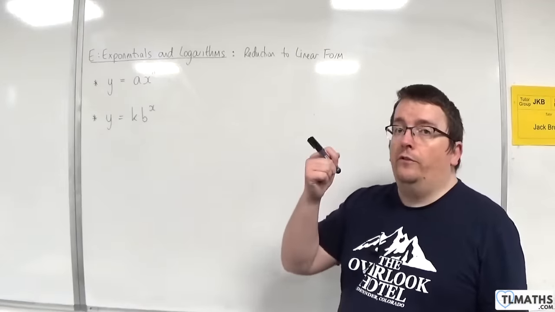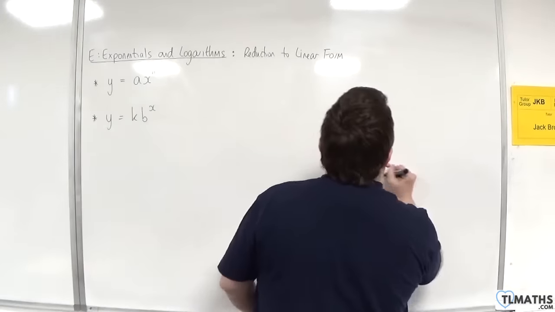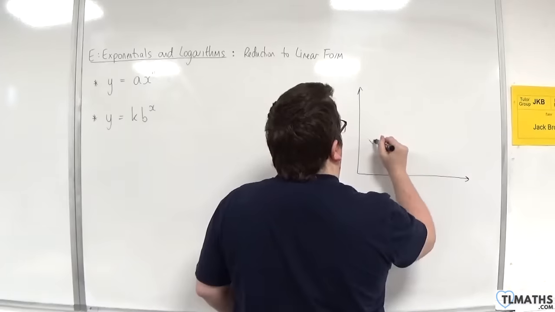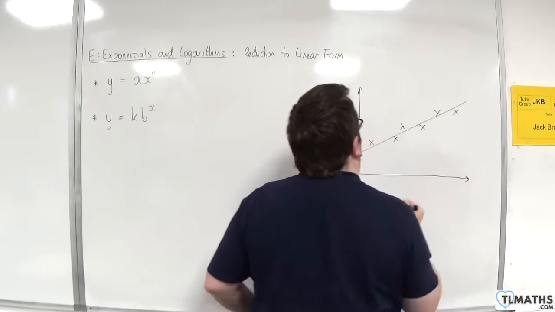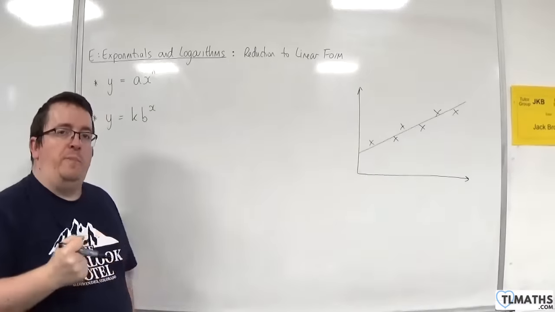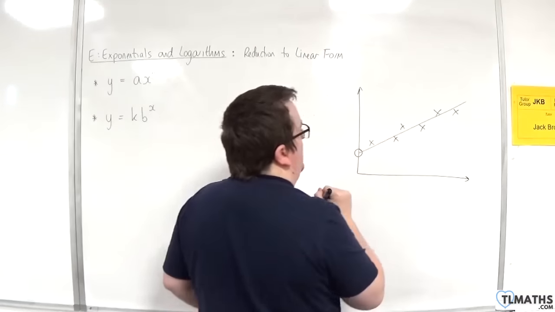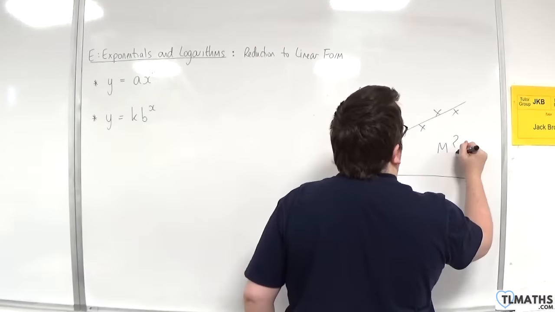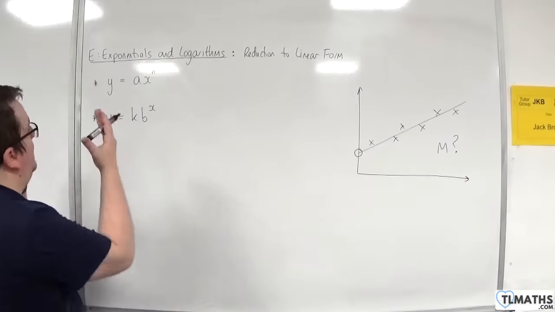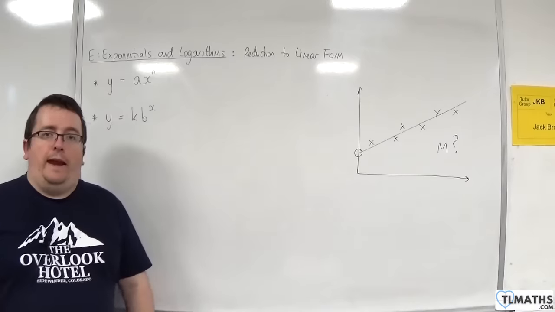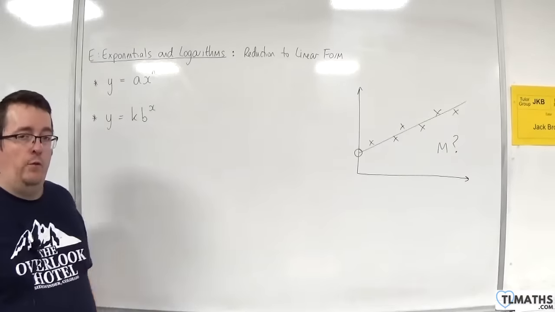So the crux of reduction to linear form is that you have a graph and some data which fits a straight line, or here's your line of best fit anyway, and your job is to estimate the y-intercept and the gradient of the line, and then use those to work out the missing values that are given in the original equation that we are working with.